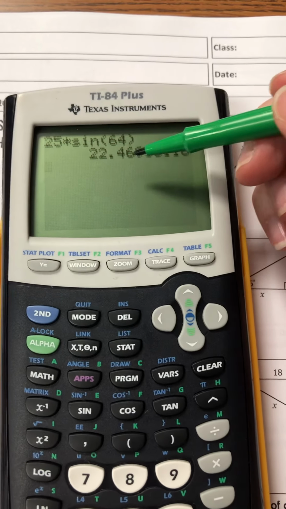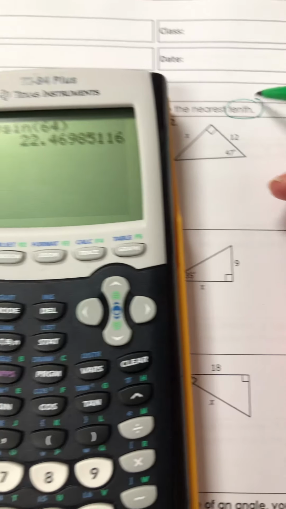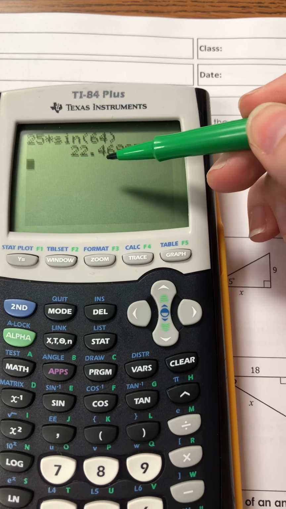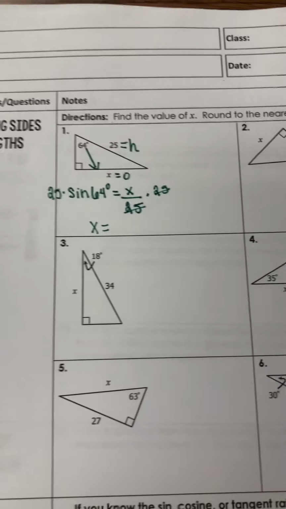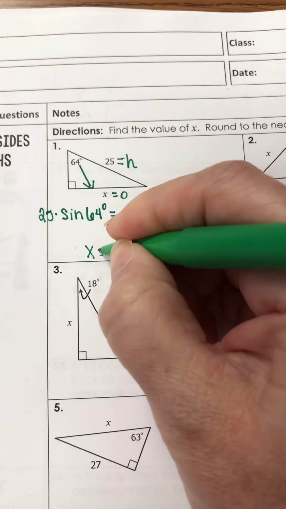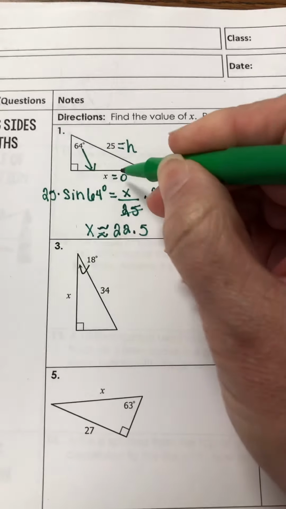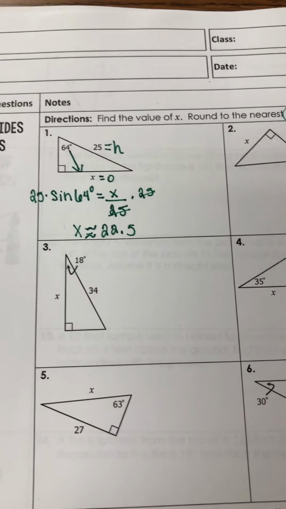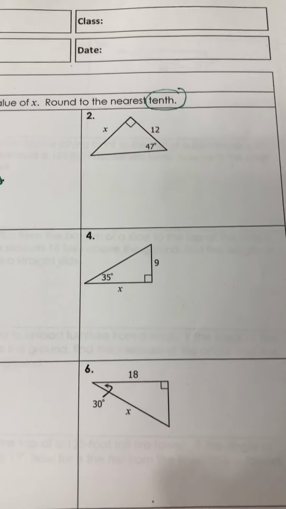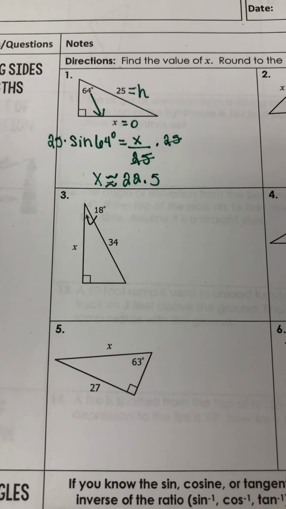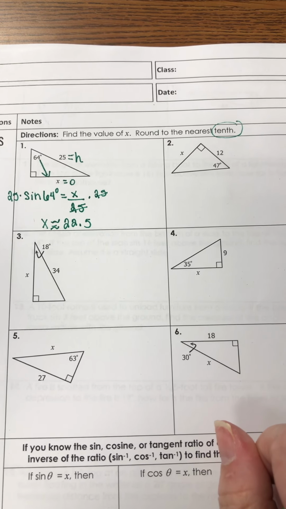Well, look at that number. We don't want to write all that down. So we're just going to round everything to the 10th place for right now. Okay? So we'll have 22.46. The 6 will round the 4 up to a 5 to give us 22.5. So x, since I'm rounding, I'm going to put approximately 22.5. So this missing side length is 22.5 units. So right now what I want you to do is try number 2 and number 3. Pause the video and do number 2 and number 3.